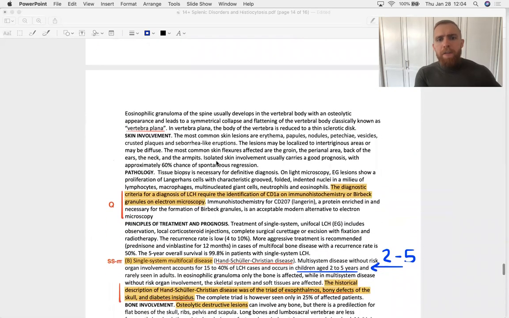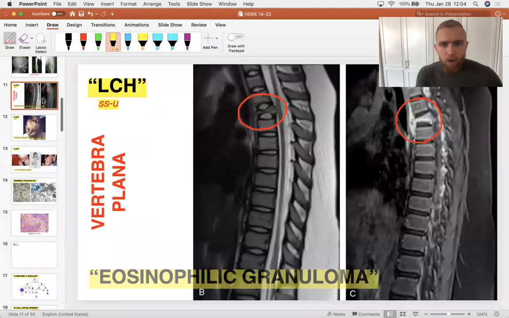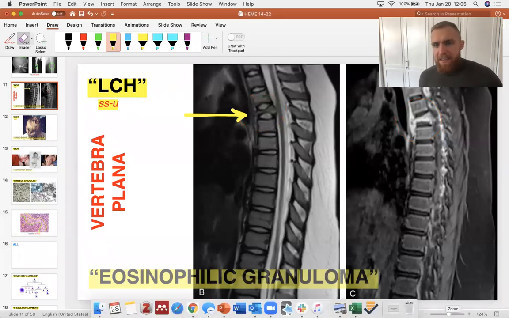Eosinophilic granuloma of the spine develops in the vertebral body with an osteolytic appearance, and leads to a collapse and flattening of the vertebral body, classically known as vertebra plana. So you've got a planar vertebra. What does that look like? Looks like this. Look at that thing right there. This is an MRI, a couple different weights. That is a flat vertebra. So planar vertebrae is characteristic of eosinophilic granuloma. Single system, unifocal.